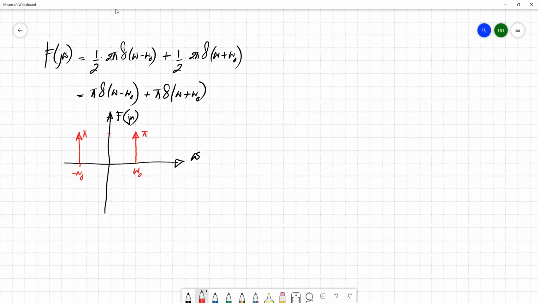So you have two delta functions. One is at omega naught, the other one is at minus omega naught. So this is the Fourier transform of a cosine signal. Okay. So by looking at this, you can simply say that if you have a cosine or sinusoidal function, it basically maps to two impulses in the frequency domain. So if it is a cosine or sine function, this is mapped to two delta functions in the frequency domain.